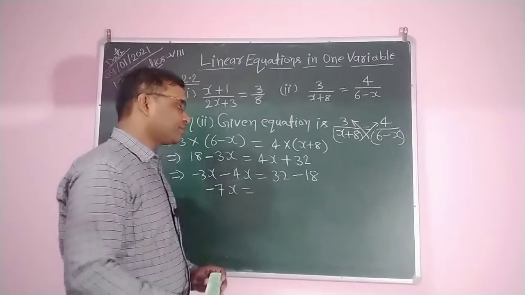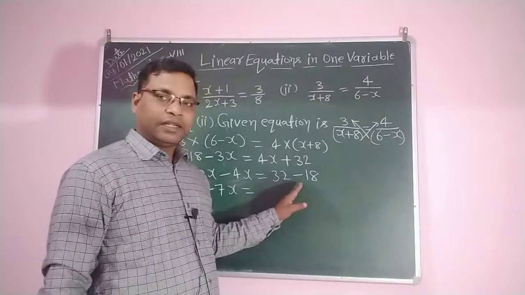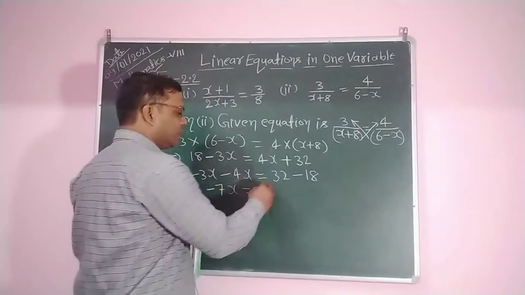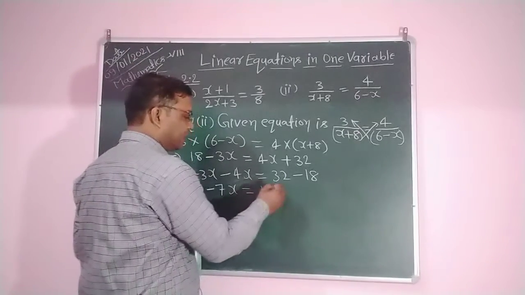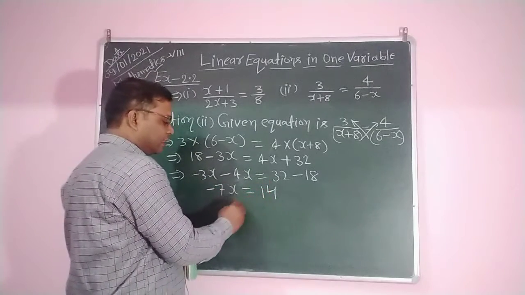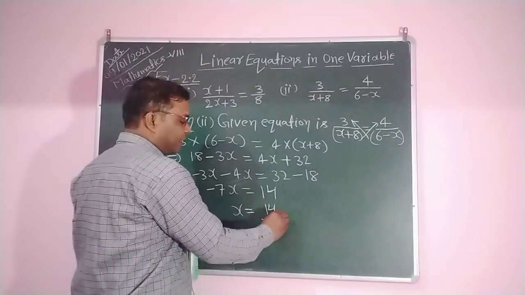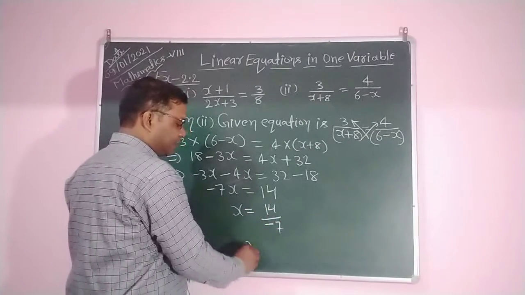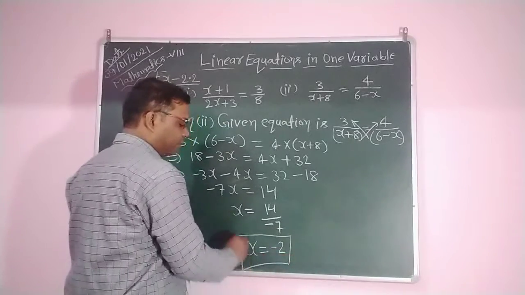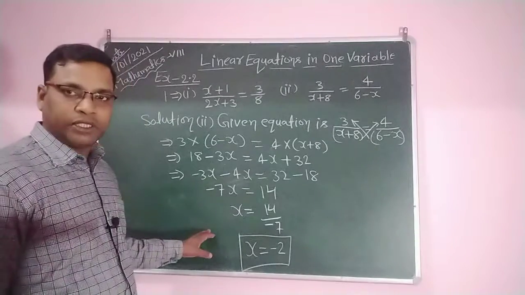32 minus 18, which is equal to 14. Now when you transpose the 7x to the right hand side, we find the value of x is equal to 14 by minus 7. This gives x is equal to minus 2. This is the value of x. Clear? So students, I hope all of you understood this part.